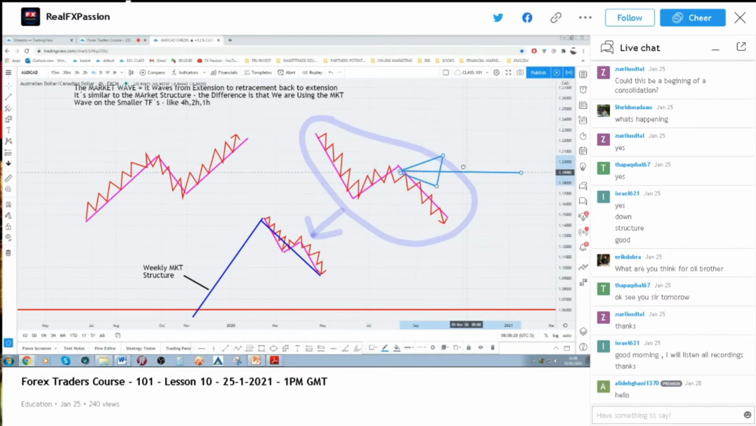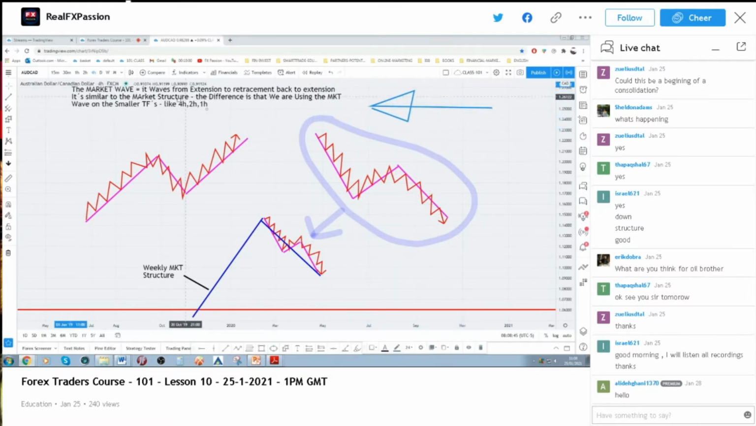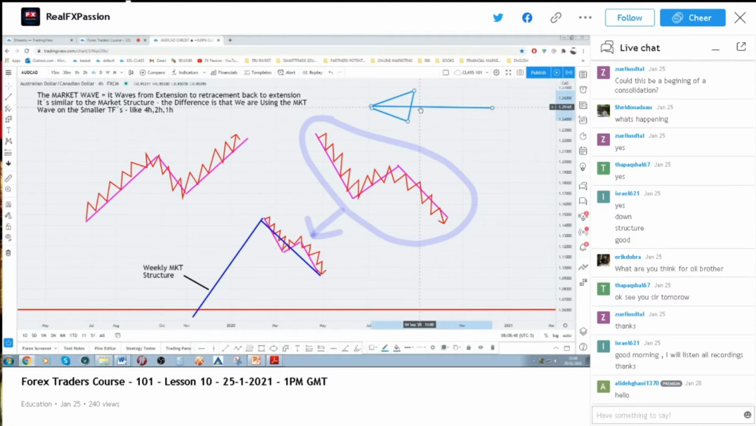And again, one more time, we're going to use the same concept. How am I going to see that it's an extension, a retracement, and an extension? Well, we are going to see a change in the short-term trend. And everybody know this is not Elliott, okay? This has nothing to do with Elliott analysis. This is not Elliott wave. Elliott wave is something different, everybody.